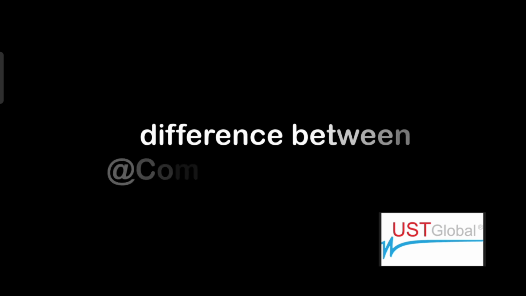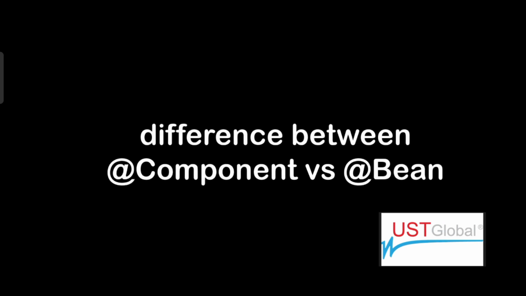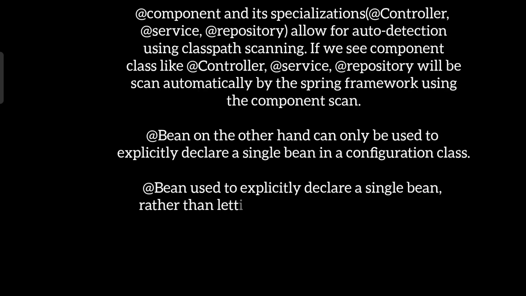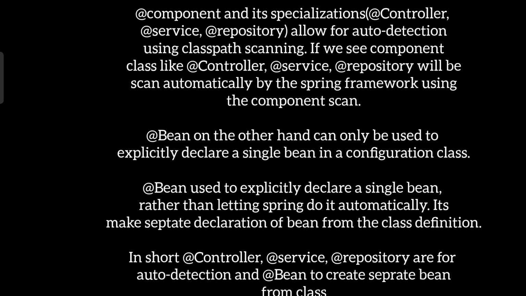Coming to the next question, difference between component versus bean. So component and its specializations like controller, service, or repository allow for auto detection using classpath scanning. If we see component classes like controller, service, repository, they will be scanned automatically by the Spring framework using component scan.